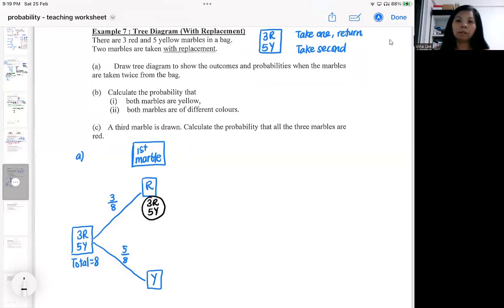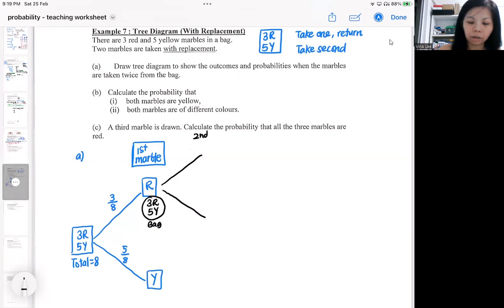You take the red one, you return it. When you return it, this is how your bag looks like. From here, you're going to take the second marble. Again, it could be a red or it can be a yellow. Because your bag still has 8 marbles, the probability will be 3/8 and 5/8.